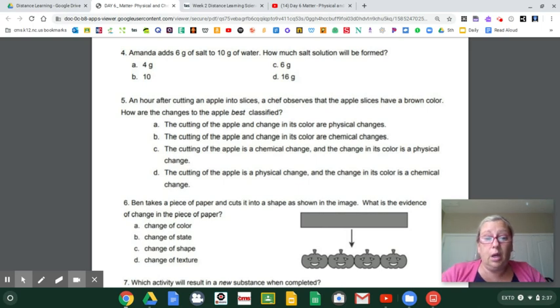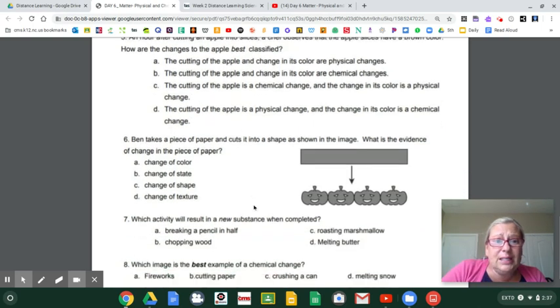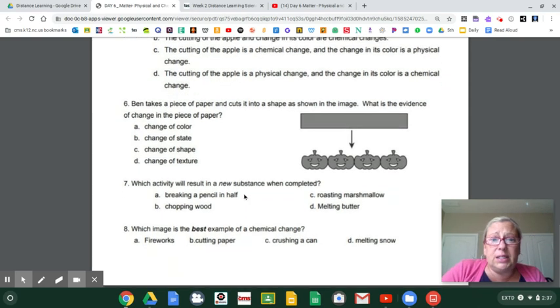What do you think? All right, number 6. Ben takes a piece of paper and cuts it into a shape shown in the image. What is the evidence of change in the piece of paper? Well, it's a different shape, right? I'm not looking at the choices. I'm just predicting. Change of color is probably the same color. Change of state, like did it change to solid and liquid and gas? I don't think so. Change of shape, that's what I predicted, and I'm pretty smart, and so are you.